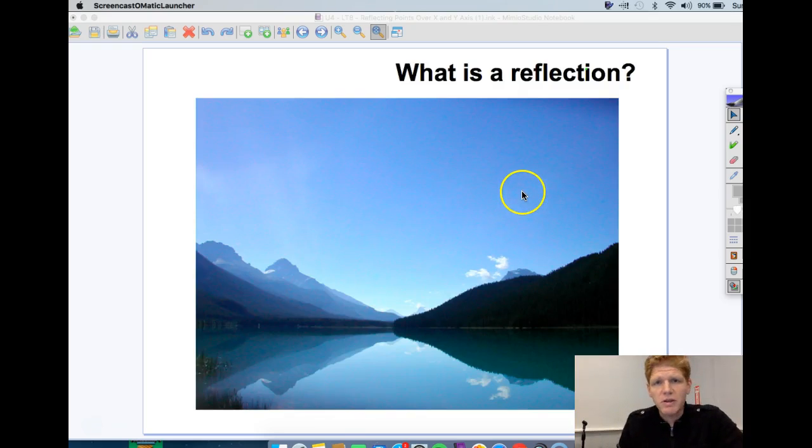What is a reflection? When you think about reflections, you may think of a mirror, or maybe a pool of water like we have here, that reflects whatever is, in this case, above it into the water below. And in math, reflection is very similar to that.